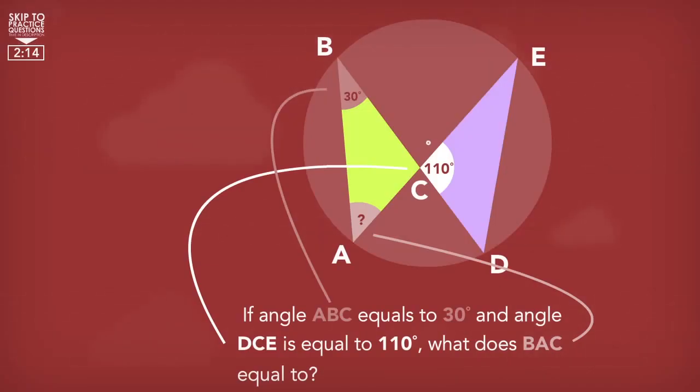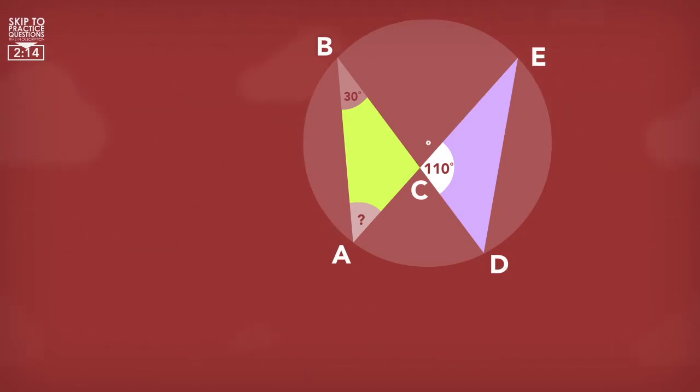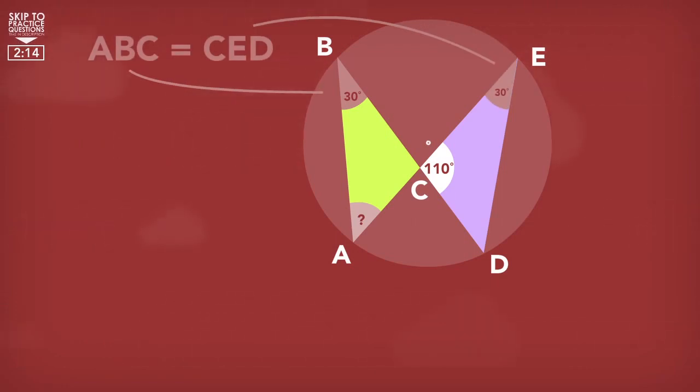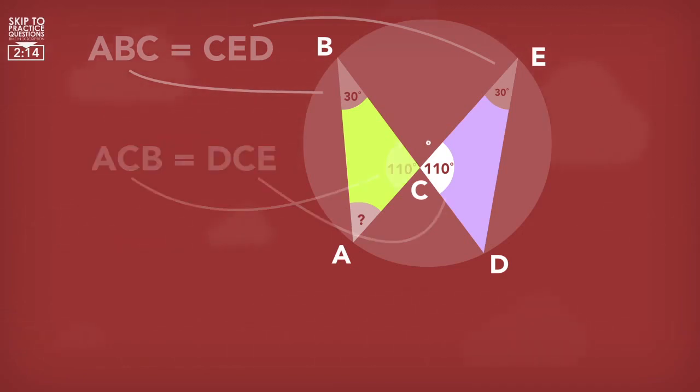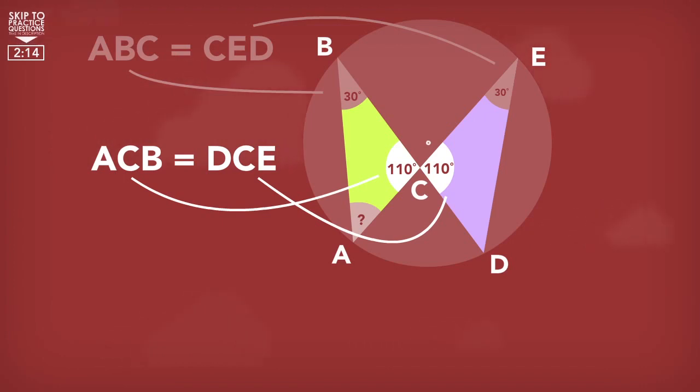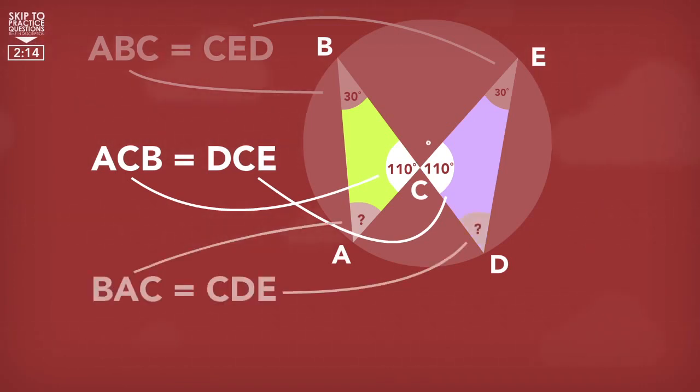Alright, look at this example. If angle ABC equals 30 degrees and angle DCE is equal to 110, what does angle BAC equal? As we both know, these triangles are the same but mirrored. So that means angles ABC and CED are equal to each other. Also, angle ACB is equal to DCE, and angle BAC is equal to CDE.